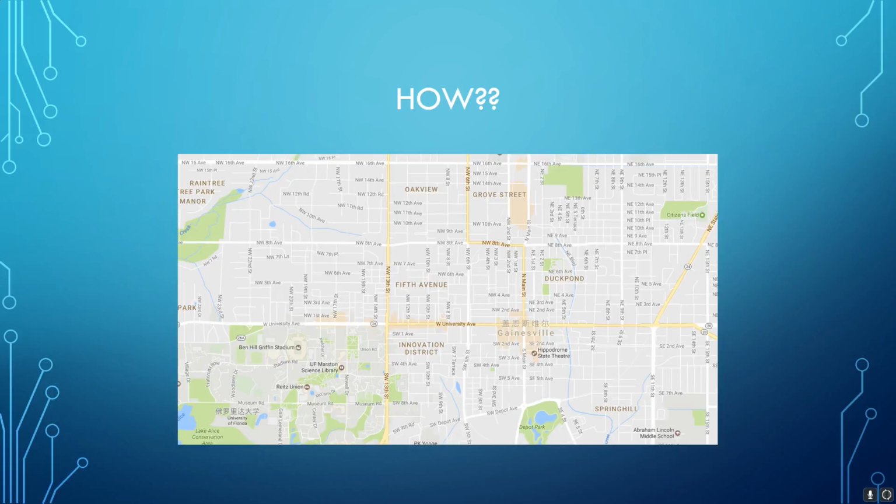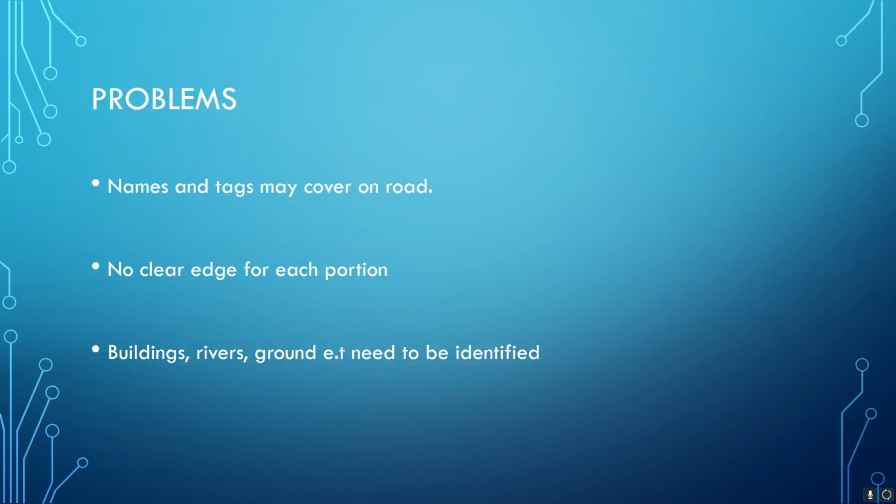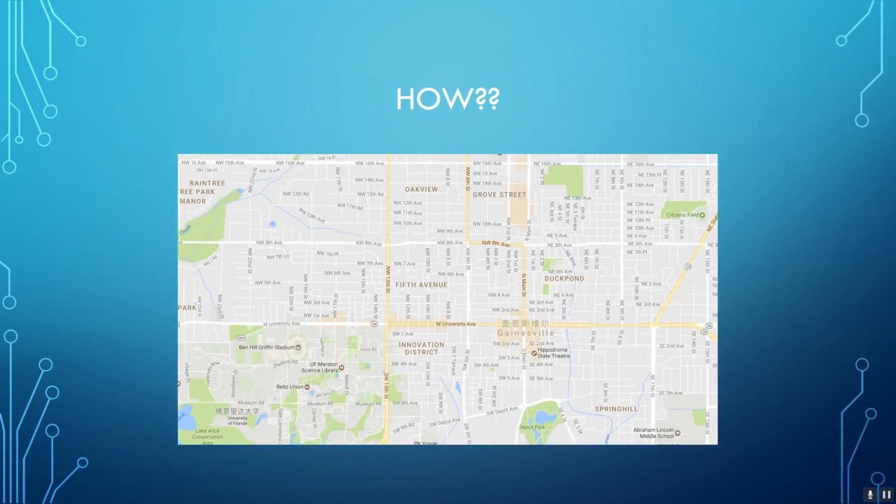Why is it difficult? Here I got some problems I need to fix up. The problems are here. See, we got names and tags covering the road. We got no clear edge for each portion, and buildings, rivers, ground, everything needs to be identified on this map. We can see that here are some names covered on road, covered on building, and covered on ground. These names are very annoying. We need to fix them up. We need to remove them, and we need to keep the road complete.